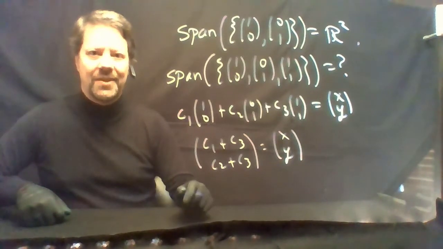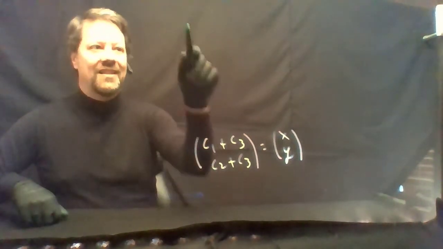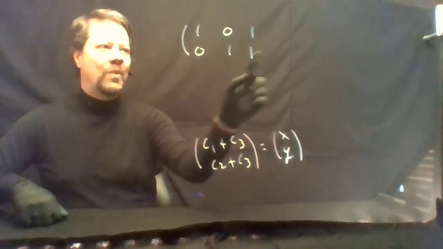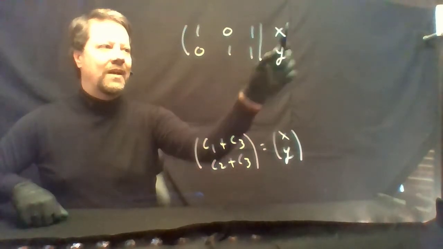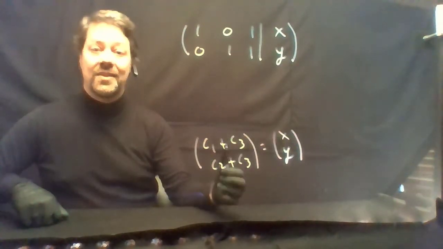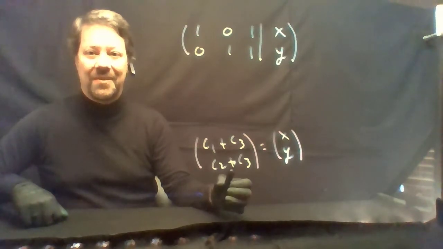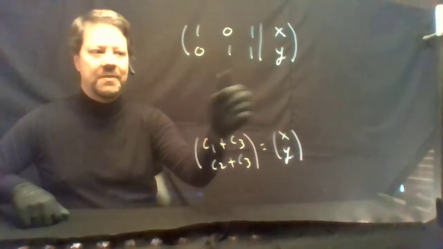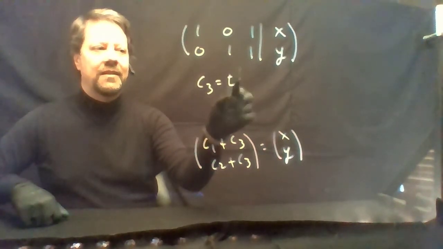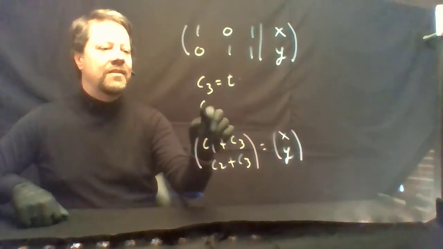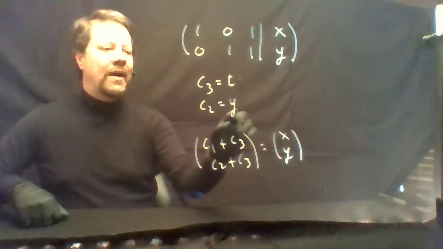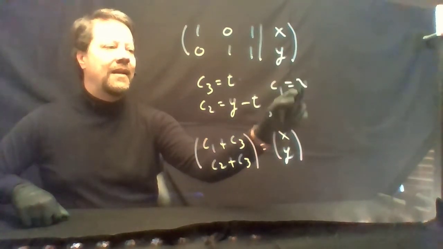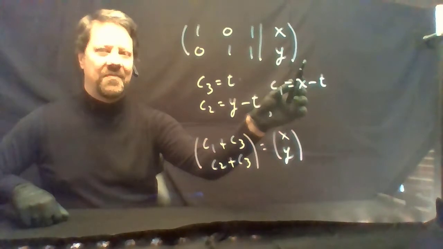This gives me a system of equations. We can write the augmented array as follows: 1, 0, 1, 0, 1, 1, x, y. This is already in reduced row echelon form. We have a free parameter. We have C3 can be something like t, in which case C2 will be y minus t, and C1 will be x minus t.